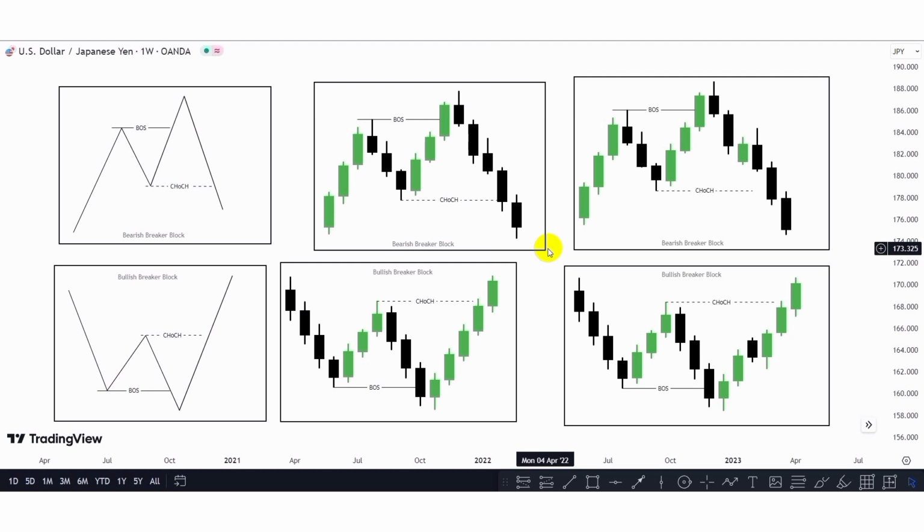Right, in this video, we are going to be looking at how to identify valid ICT breaker blocks and how to trade from breaker block zones. So if I should ask the question, what really is a breaker block?